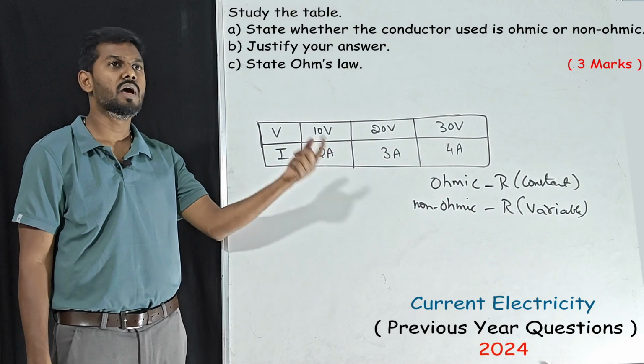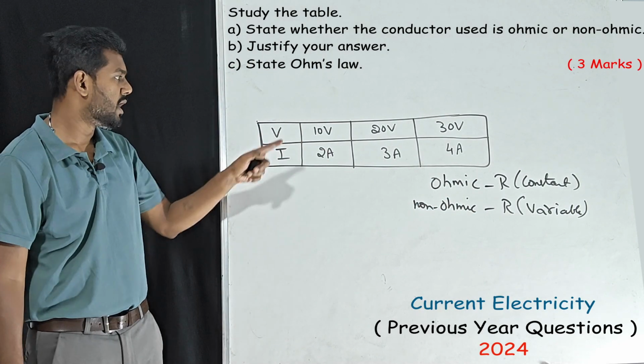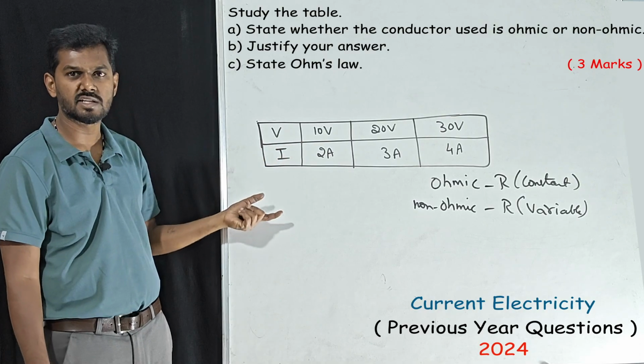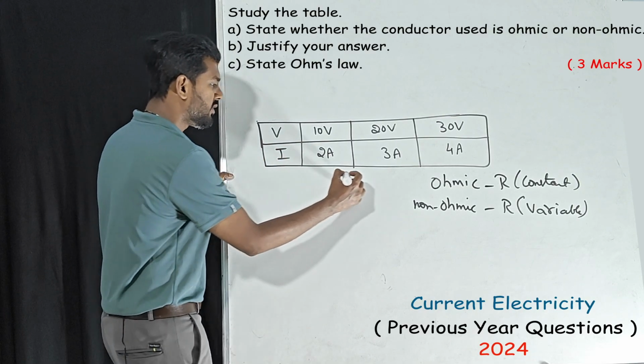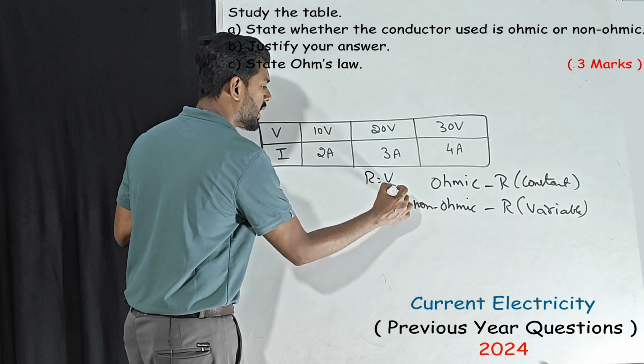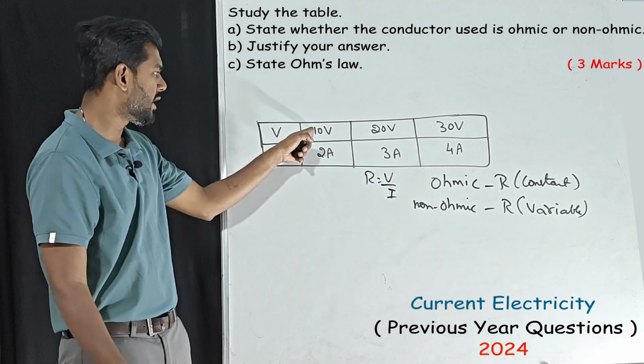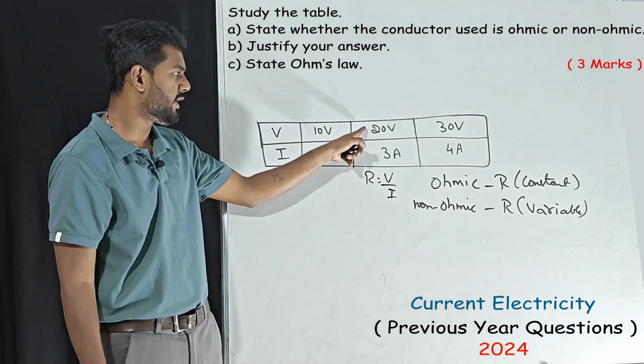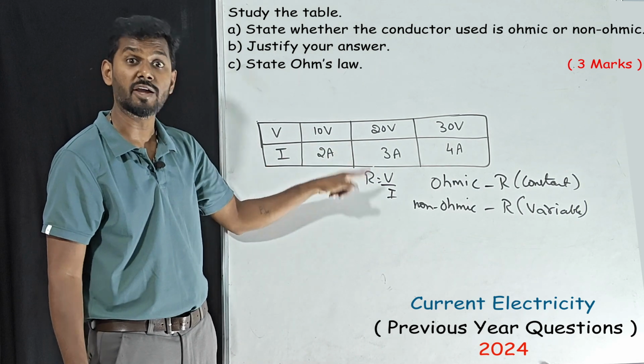Now based on this one, we can answer this question. 10 by 2. What is resistance? See, what is the resistance formula? V by I. 10 by 2, 5 ohms. 20 by 3, you should get 5 ohms.